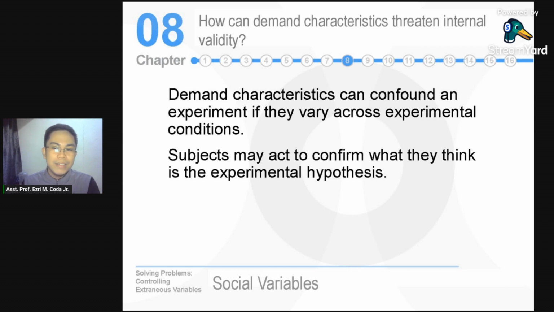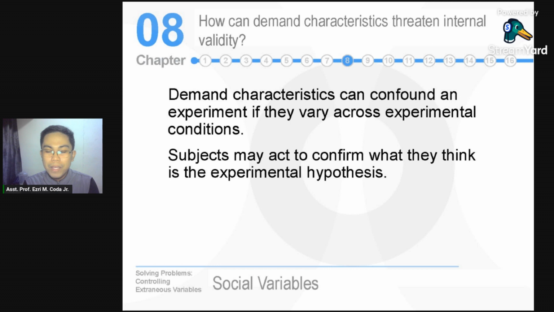So, how can demand characteristics threaten internal validity? So, paano ba nito natin-threaten yung ating internal validity sa research? So kapag demand characteristics, no, it can confound experiments if they vary across experimental conditions. Kapag sa lahat ng experimental conditions, iba-iba yung mga demand characteristics, it affects how the performance of the dependent variables or the respondents are being recorded or are being elicited.